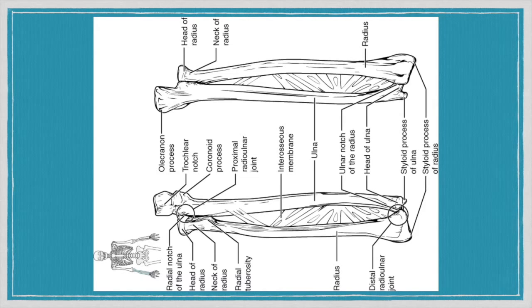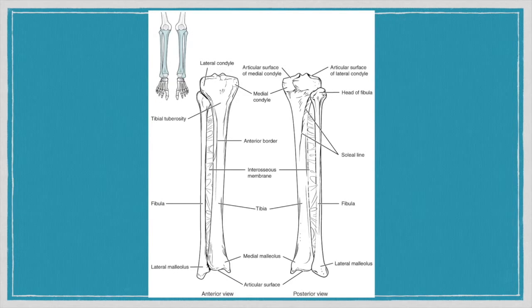Bones of the lower limbs. The bones of the lower limb include bones of the leg and the feet. Bones of the leg: the femur is the thigh bone and is referred to as the upper leg bone. It is the longest and strongest bone in the human body.